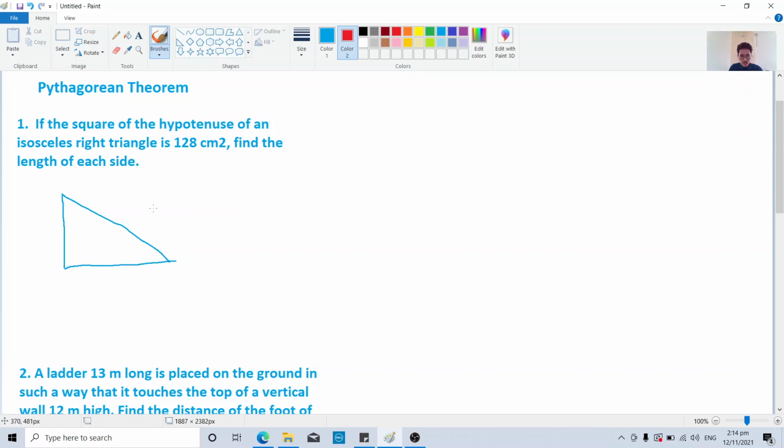The sides are equal because it is an isosceles right triangle. And the hypotenuse of the isosceles right triangle is equal to... let's label this side as C or H. H or C is equal to 128 square centimeter. And this side is unknown.